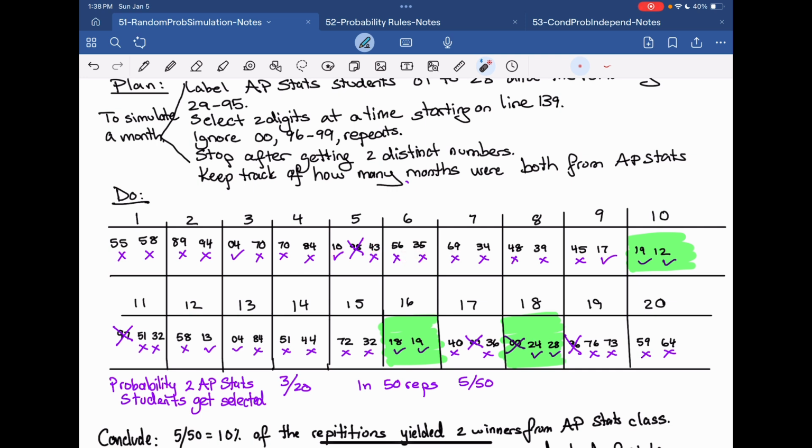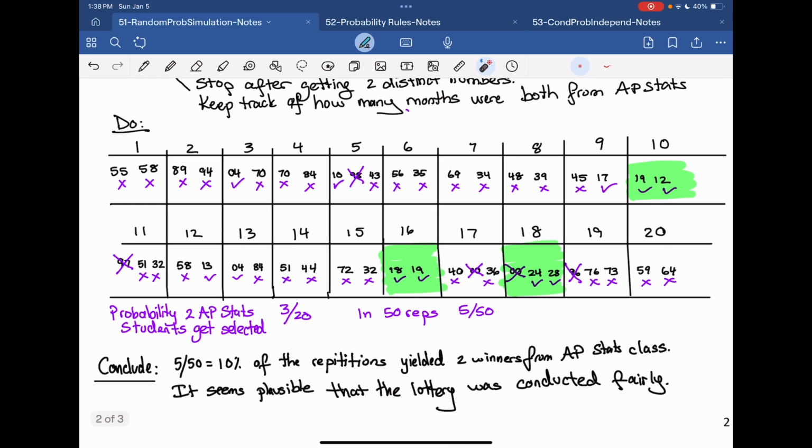And I keep going. And the first time both of them are AP happens in month 10. So on the 10th month, I got a 19 and a 12. Both are AP Stats students. And I repeat this process. In 11, I had to ignore this, so I ended up with these two. Month 16, 2 AP kids. Month 17, I ended up with 00. I had to ignore that, but regardless, they were non-AP students. And then month 18, both were AP students after I ignored the first 00.